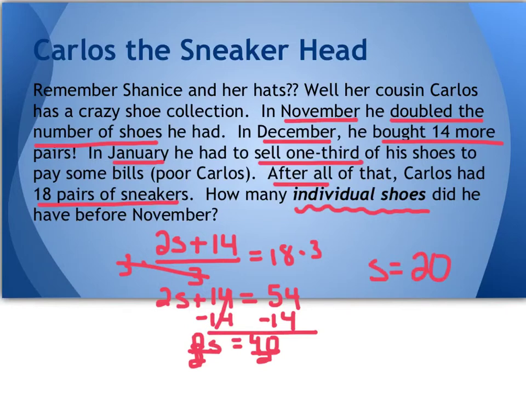But that's the number of pairs, because in the whole problem we're talking about pairs of shoes. So we talked about pairs here, and at the end he had so many pairs. So how many individual ones? Well, that would be twice the number, because there are 2 shoes in each pair. So that's 40 shoes.